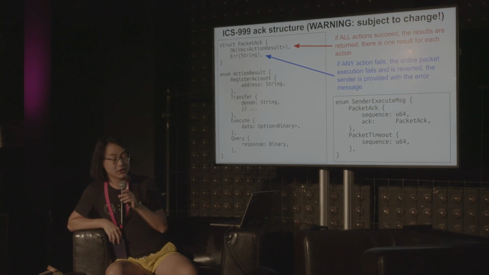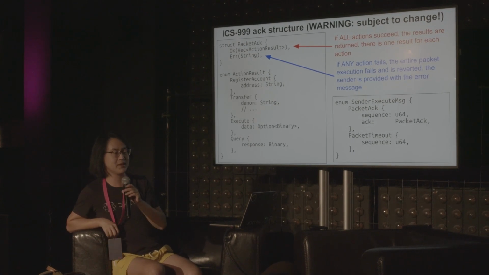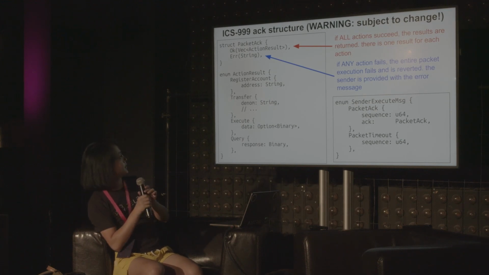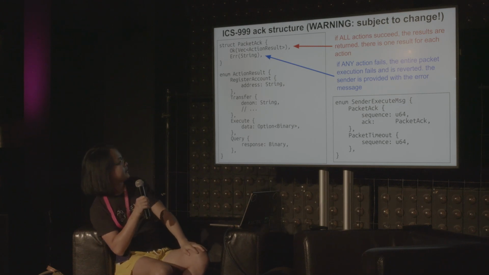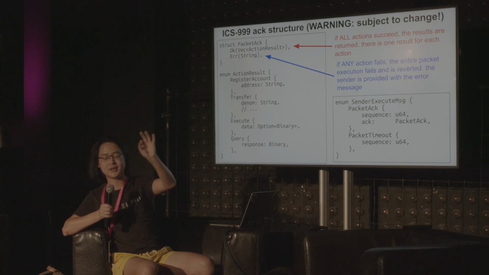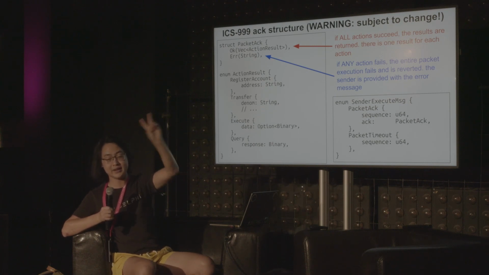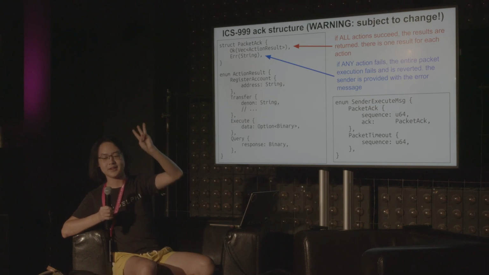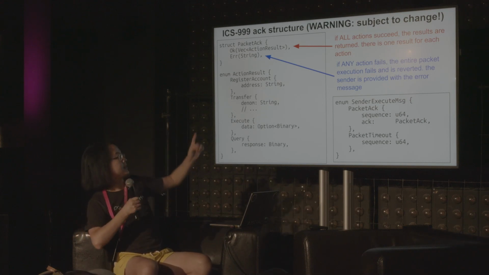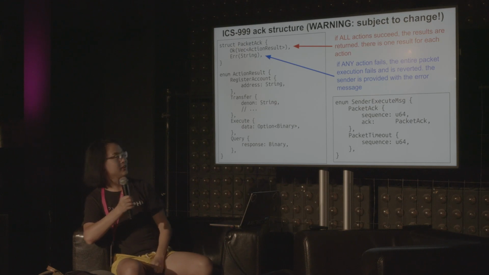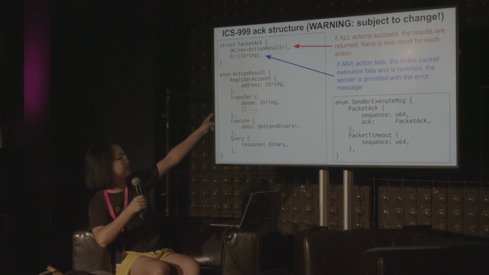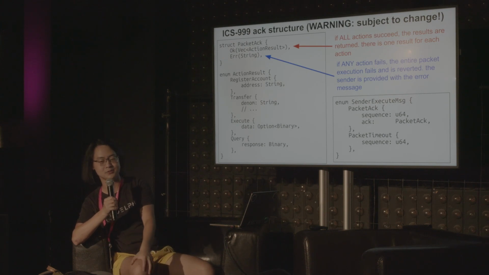And let's also talk about callbacks. This is something that ICS-20 doesn't give you, but ICS-999 does give you. On the top left, you see the acknowledgement data structure. The packet can have 3 possible outcomes. One is timeout, meaning the packet is not delivered to the recipient chain at all. Outcome number 2, it has an error. And outcome number 3, success. In case of success, we will give you a vector of action results. So for each action, there is a result. For the register account action, we will give you back the account address that was just registered.